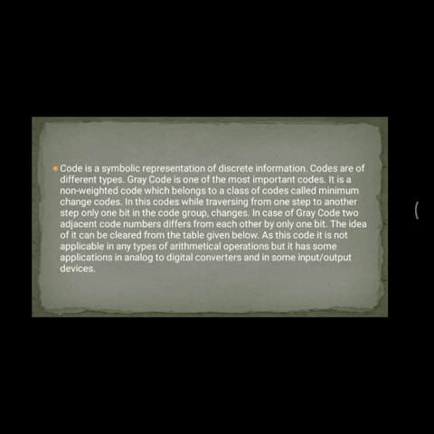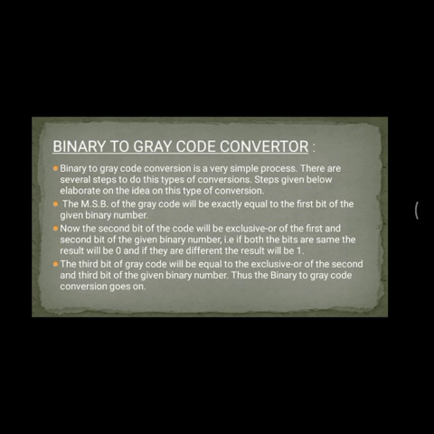In case of gray code, 2 adjacent code numbers differ from each other by only 1 bit. The idea of it can be cleared from the table given below. This code is not applicable in any types of arithmetical operations, but it has some applications in analog to digital converters and in some input-output devices. First we are going to see about binary to gray converter.